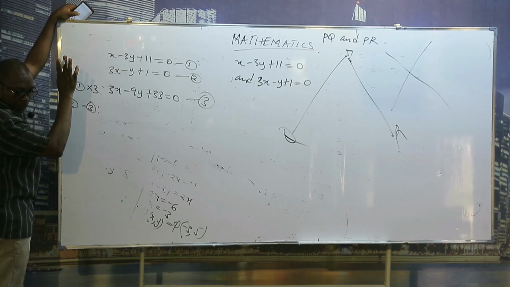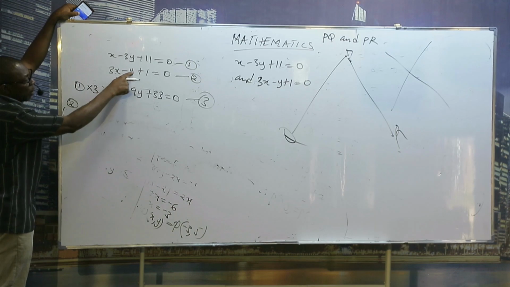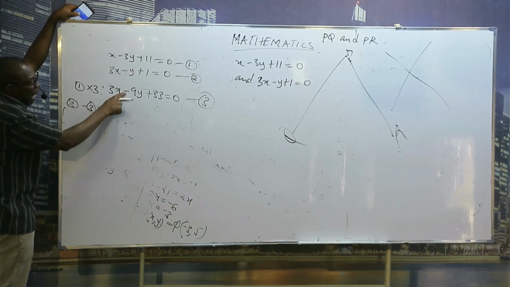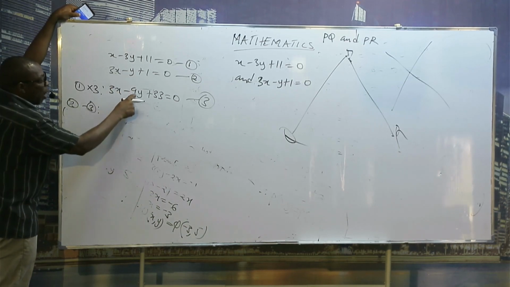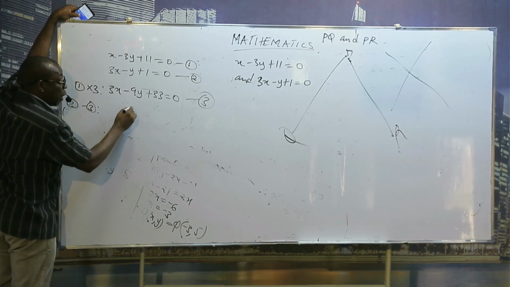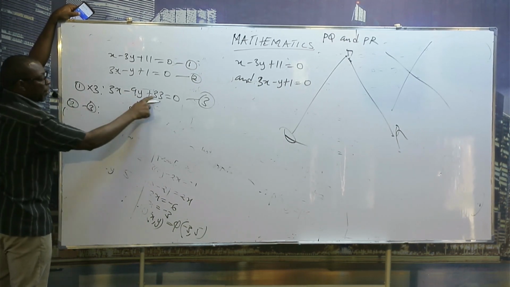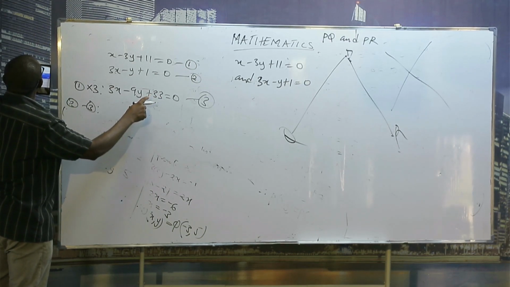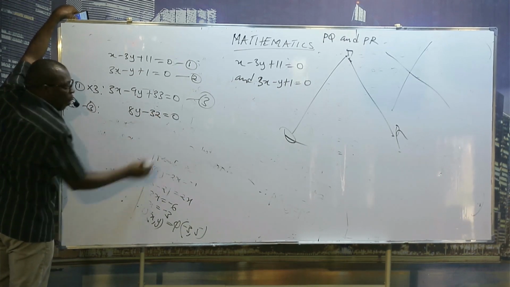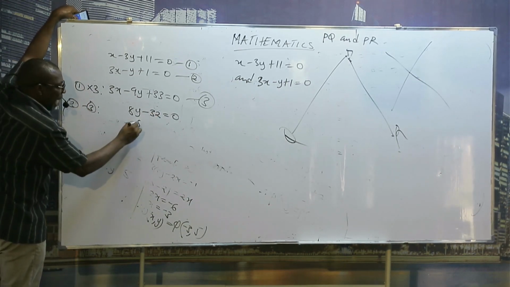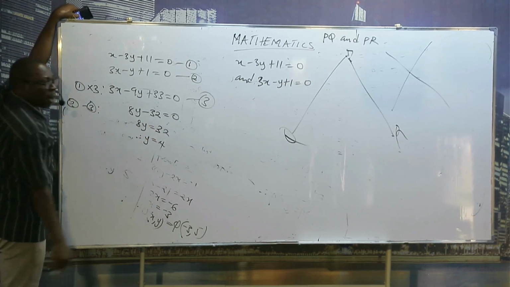3x minus 3x is gone. Beware of the signs. Now, minus y, equation 2, minus 9y. Minus y plus 9y gives you what? Then plus 1 minus 33. What is it giving me? Minus 32. Equals to what? So 8y equals how much? And y equals what?